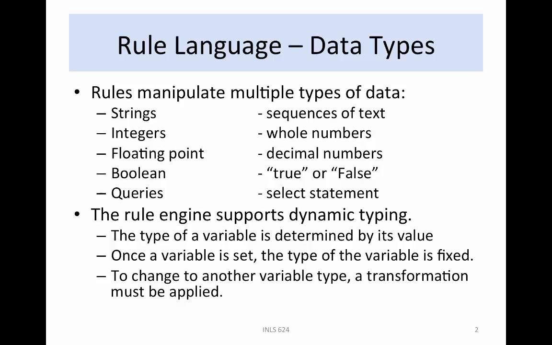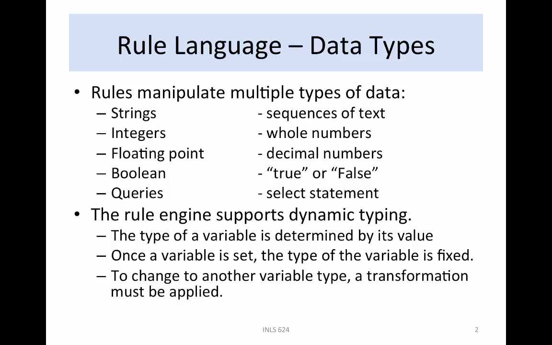The rule engine uses dynamic typing. The first time a variable is initialized, the type of data loaded into the variable determines its data type. Thus, if you initialize a workflow variable with an integer, the variable is always treated as an integer through the rest of the rule. If you want to change the variable type, you will need to apply a transformation to the variable and store the result in a new workflow variable.